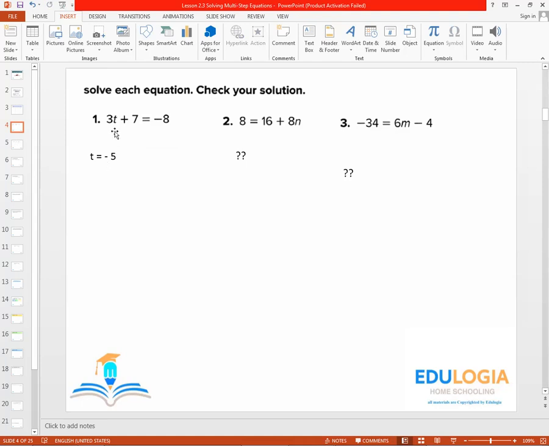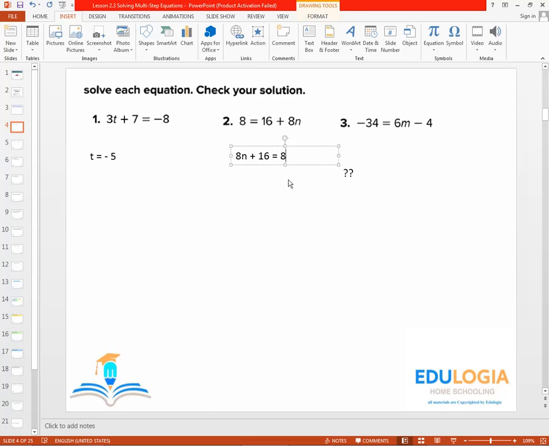Negative 5 times 3 is negative 15. Negative 15 plus 7 is negative 8. Once again, we are here now: 8 equals 16 plus 8n. Or I can write it as 8n plus 16 equals 8.